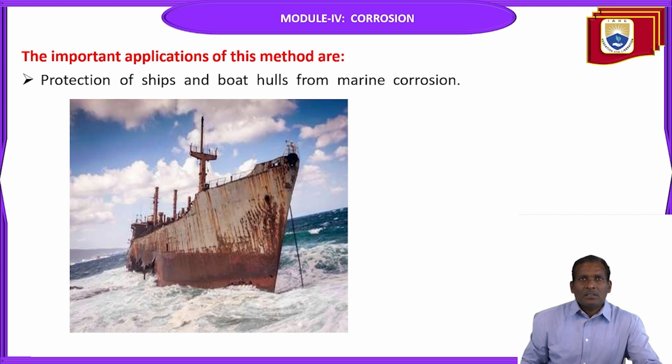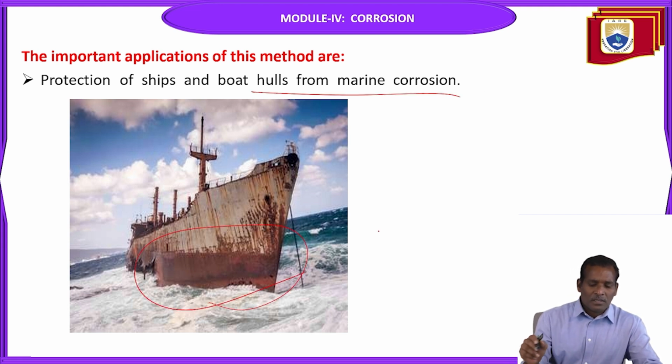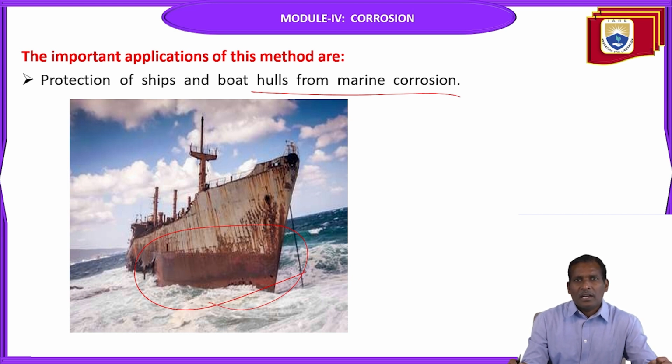The next application is protection of ships and boat hulls from marine corrosion. So the hull of the ship is protected from corrosion. Due to various acidic reactions and various environmental conditions, corrosion will form. To protect against this type of corrosion, you can control it by using this method.